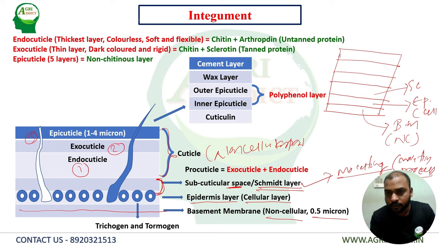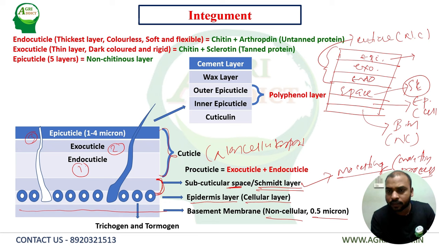Skin layer, that is a somewhat spacelike structure. And these three consist of a non-cellular part that is called the cuticle. This cuticle is differentiated into three different parts: one is endocuticle, one is exocuticle, and another is epicuticle. And this epicuticle consists of five different parts.